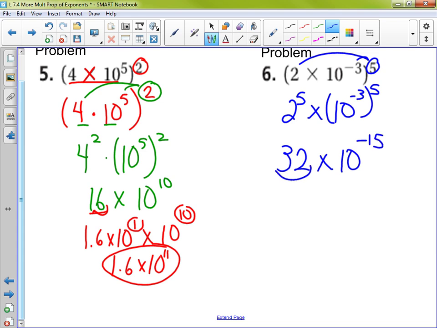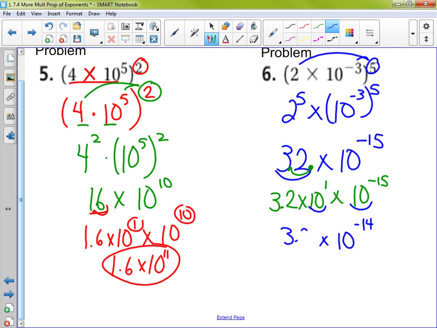32 is not written in scientific notation, so I can do that by moving the decimal point over one place. That makes it 3.2 times 10 to the positive first power. It's positive because 32 is a big number. Times 10^-15. And when I multiply 10^1 times 10^-15, I add the exponents and get 10^-14. So my answer is 3.2 times 10^-14.